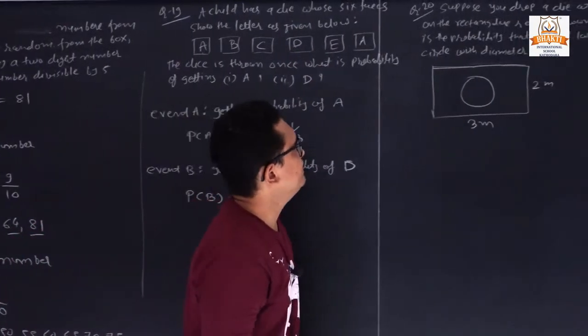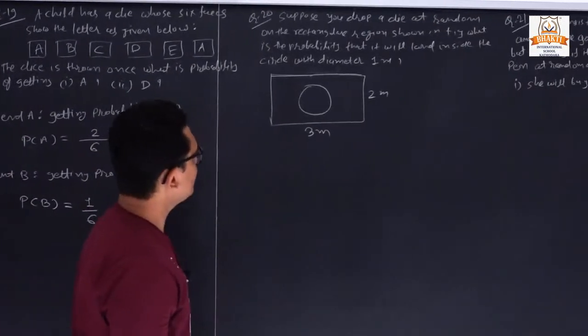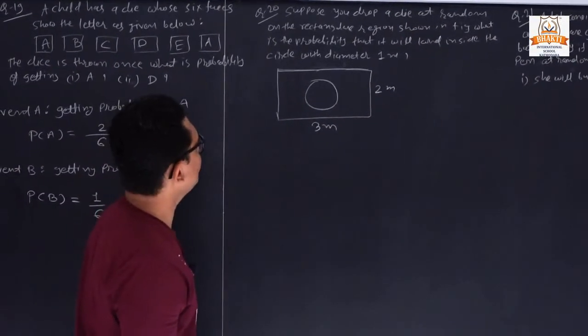Now next, question number 20. Suppose you drop a die at random on the rectangular region.